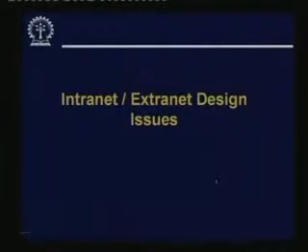So, let us again come back to the intranet and extranet problem, and let us very briefly look at some of the design issues here in intranet and extranet. Some of this we shall be talking about in some detail in our next lectures, but let us first look at some of the basic issues that you need to address when you are designing an intranet or an extranet.